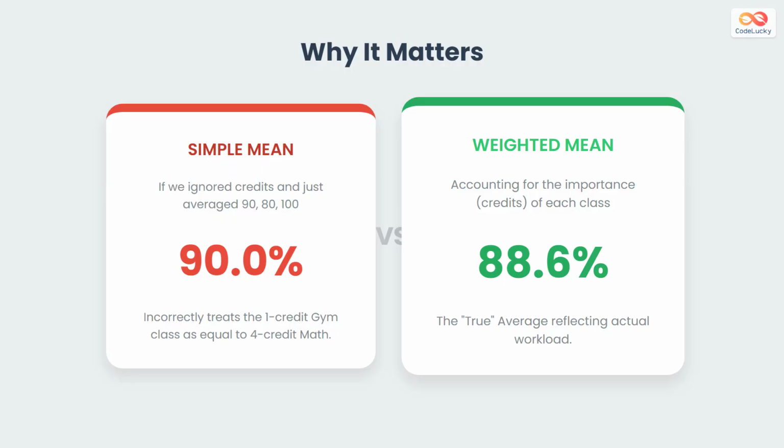Let's compare the results. If we had just averaged the 3 grades of 90, 80, and 100 equally, we would have calculated a 90% average. But that would be wrong because the 1-credit gym class shouldn't count as much as the 4-credit math class. The weighted mean of 88.6% is the true reflection of your performance.